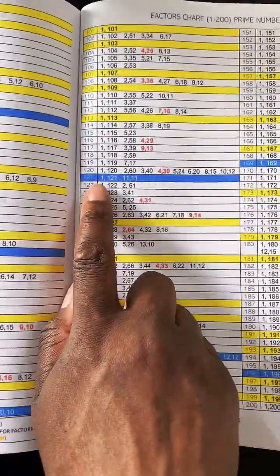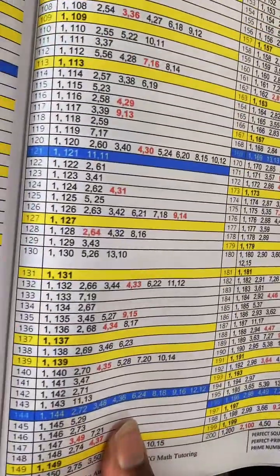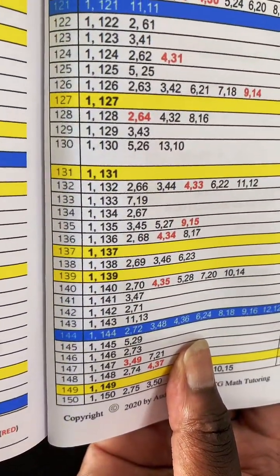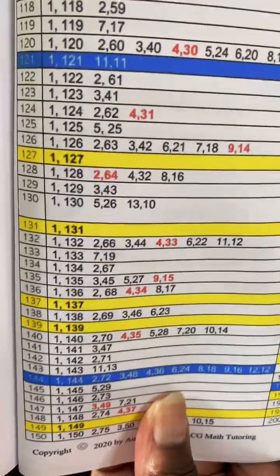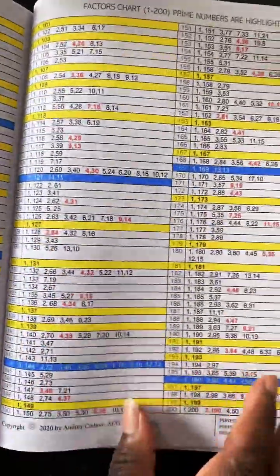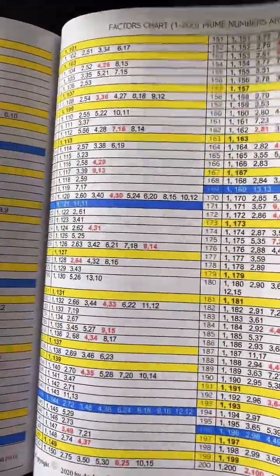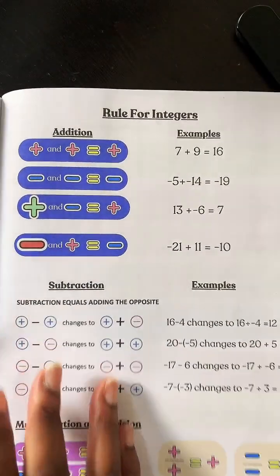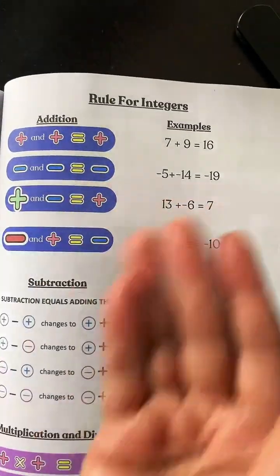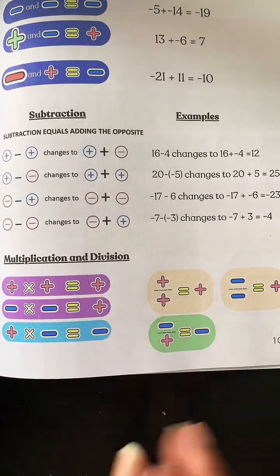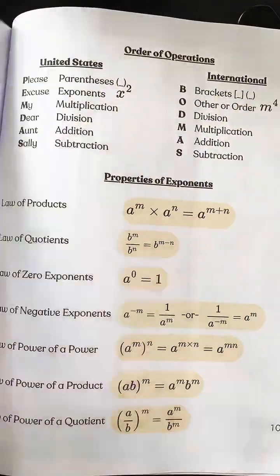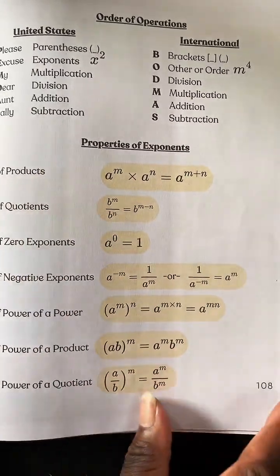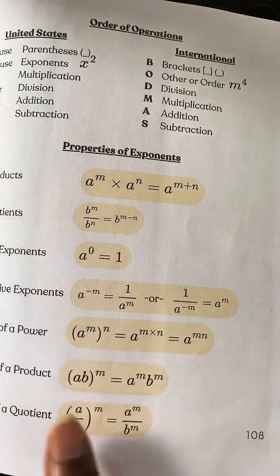If you notice, the things that are in blue are my perfect squares. Things in yellow are prime, where the only factors are 1 and itself. And I can help you with breaking down radicals, breaking down factors. All that's here. In addition, if you can't remember your rules for integers, I got you right here: adding with examples, subtracting with examples, multiplying and dividing, keeping those rules down. Order of operations in the U.S. and international. Also, we have the exponents, trying to keep those things together.